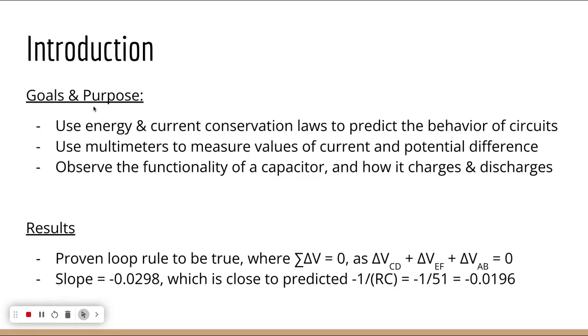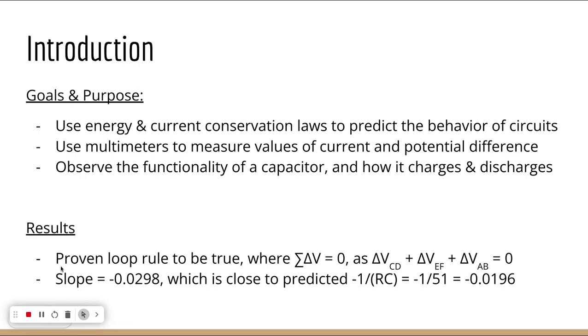Introduction, the goals of this lab. We have three main goals. The first is to use energy and current conservation laws to predict the behavior of circuits. The second is to use multimeters to measure values of current and potential difference at different points and across different components. And the third is to observe the functionality of a capacitor and how it charges and discharges.